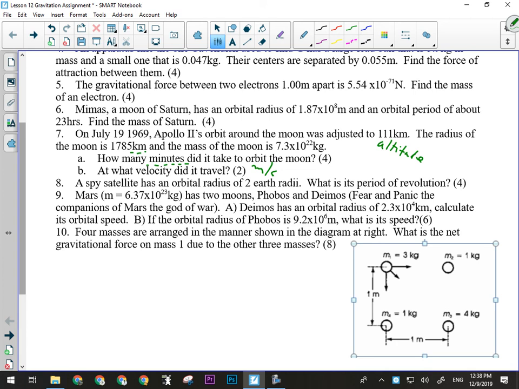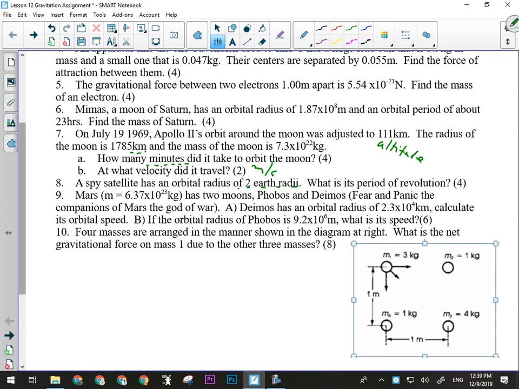I often have people ask me this, so I'm just going to say it. The spy satellite is orbiting Earth, because we don't spy on anybody but ourselves. People always ask, what is it orbiting? Earth. We're not spying on the Venusians or the Martians or whatever. We're only spying on Earth. So it's orbiting the Earth, which is why it says Earth radii. Earth for that one.